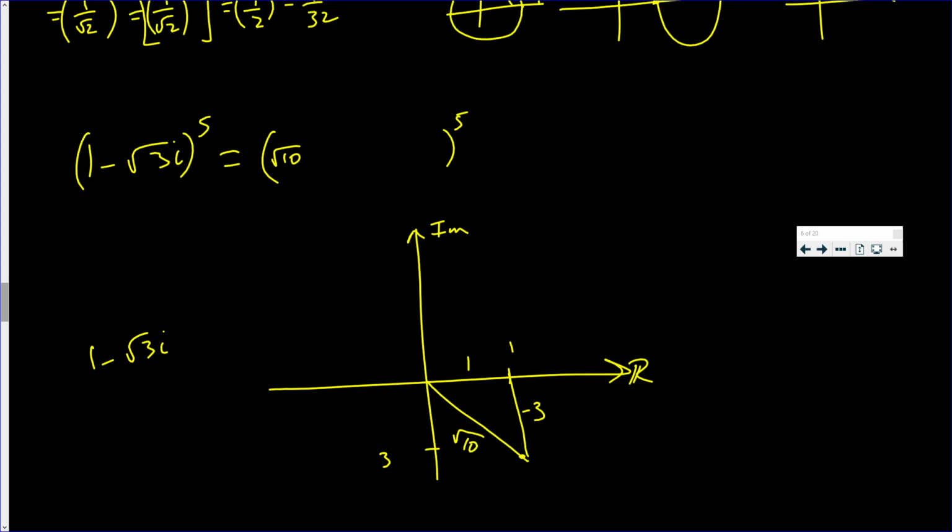Oh, excuse me. As I said, it's square root of 3. So that makes this 2. Negative square root of 3 squared is 3. Plus 1 squared, well, that's 1. 3 plus 1 is 4. This is 2. So this angle is negative 60 degrees. Or, if you prefer, 300 degrees. So we get the cosine of 300 degrees plus I times the sine of 300 degrees.